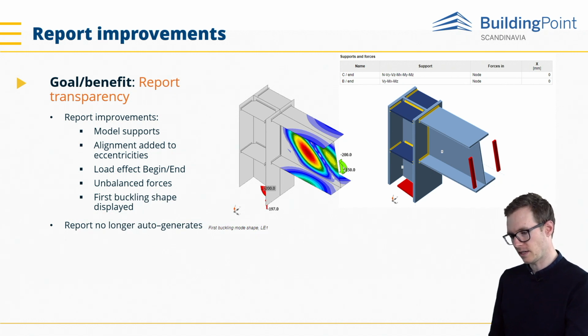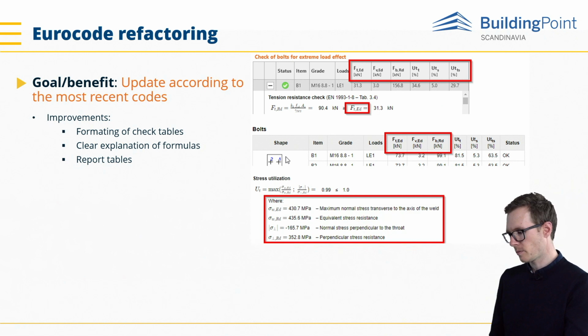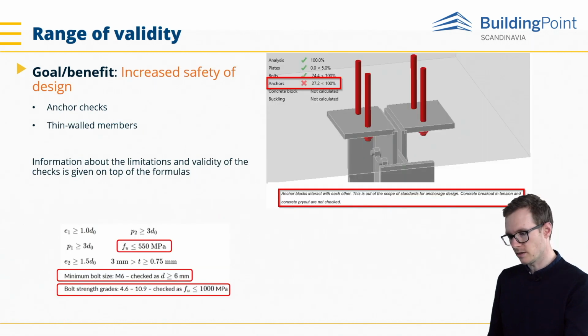And as said, there's also more information in the report that some users have missed before. The format of the check tables has changed and is easier to read now. A more clear explanation of the formulas represented there, and the tables in the report are nicer. So you can see there are better tables and more information here.